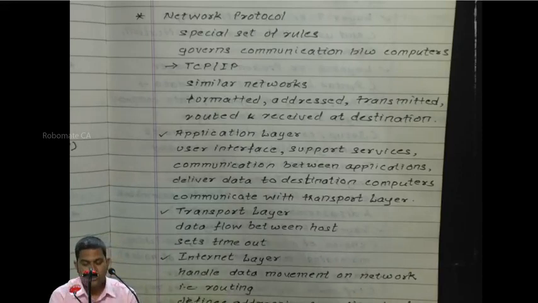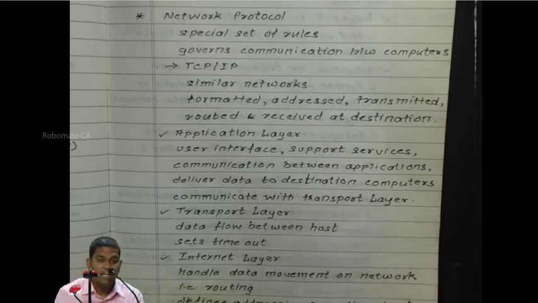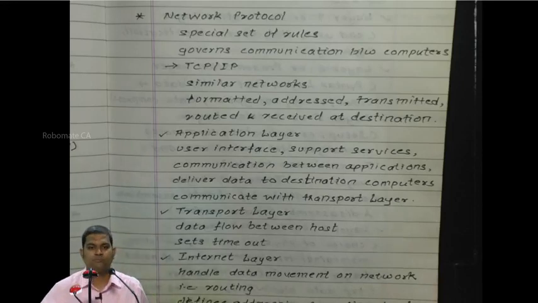Now, what is this transport layer? The transport layer finalizes the data flow between host and nodes. Host is? Server. How one server will talk with another server? These rules and regulations are defined by the transport layer. It also sets a timeout. Now, what is this timeout? This timeout concept, I'll explain to you with the help of an example. It is very simple. Listen.